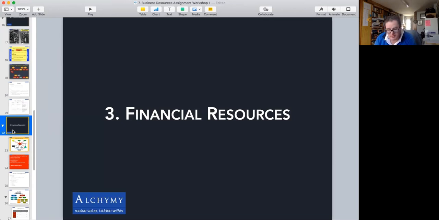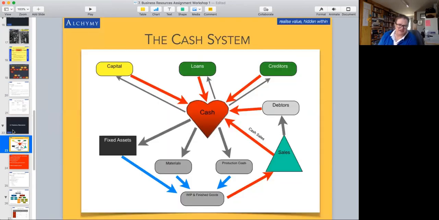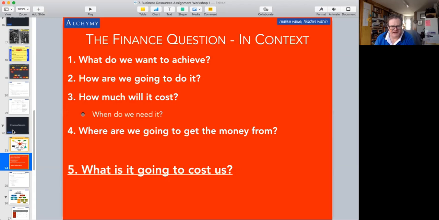Financial resources. Well, the most important lesson here, which isn't necessarily linked to the assignment brief, is the cash system. This idea of where does money flow, okay? And more importantly, where can we end up with a blockage in the system? Ultimately, what we're trying to figure out is the sources of funding. What do we want and why? What do we want? How are we going to get there? How much is it going to cost? Where are we going to get the money?